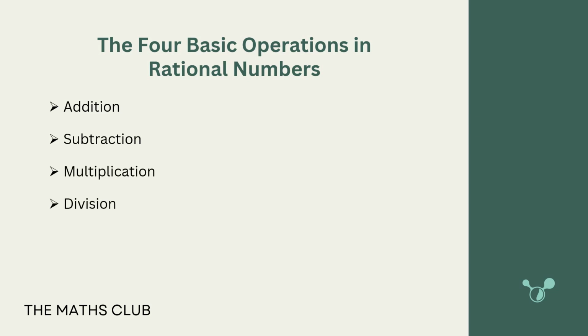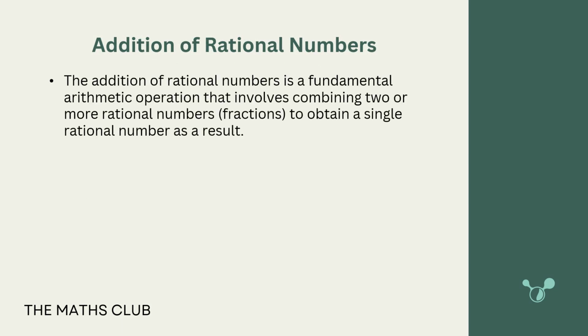So look at them: addition, subtraction, multiplication, and division. So for addition, it says addition is a fundamental arithmetic operation that involves combining 2 or more rational numbers, fractions, to obtain a single rational number as a result. So we have a over b plus c over b. Because they share the same denominator, we bring out that denominator, and I mean, this is not something new, but there's a trick that I'm going to show you.